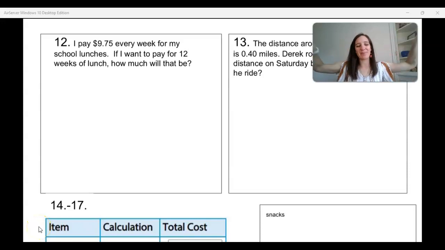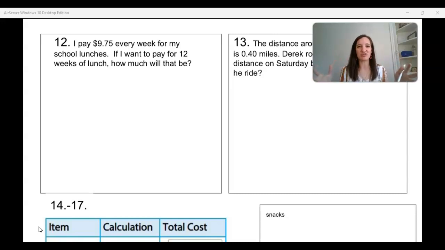All right, we are on page 3 of the review. It begins with number 12, which says, I paid $9.75 every week for my school lunches. If I want to pay in advance, like 12 weeks into the future, how much will that be? So, I've got 9.75 every week, and I want to pay for 12 weeks.